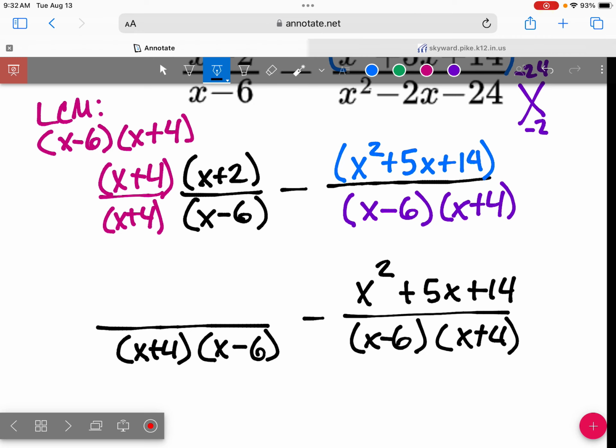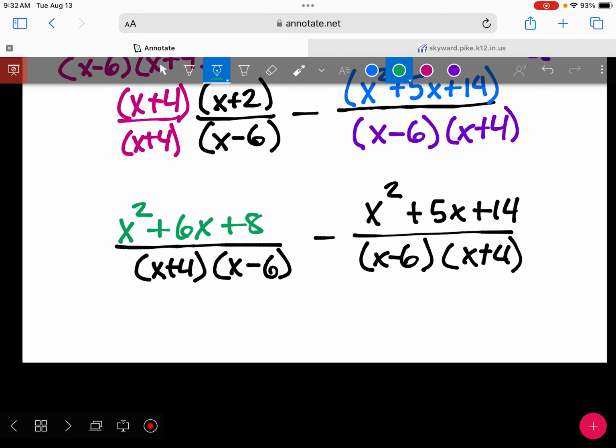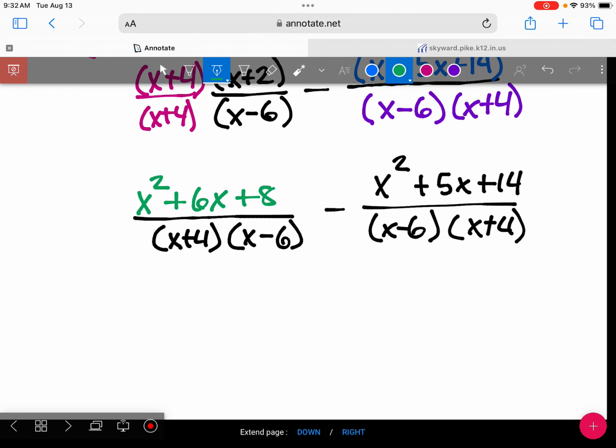What is my numerator on the left-hand piece? I'm going to multiply it out. X squared plus 6x plus 8. So now that I have that common denominator, I can do my subtraction. We're putting this into one single fraction. So now we're going to have that common denominator. It doesn't matter which order we put it in, x minus 6, x plus 4. When I subtract the right one from the left one, what are we going to have?